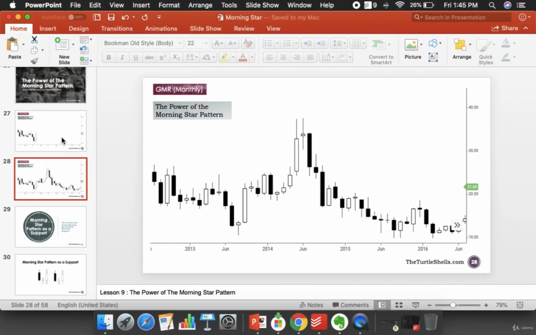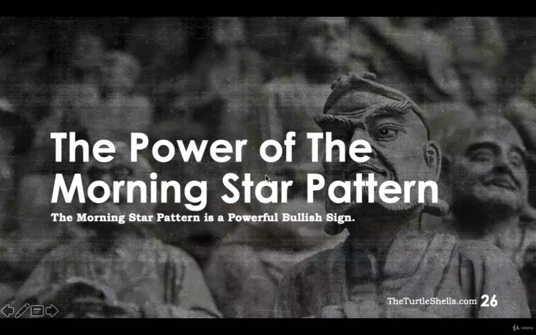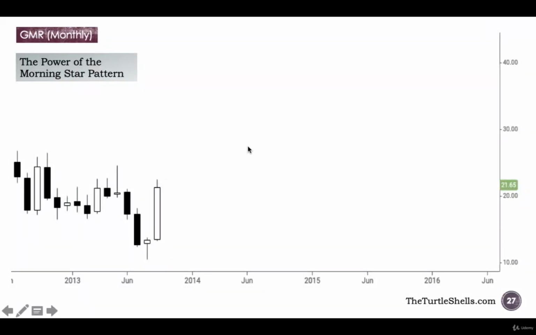Alright, now let us have a look at the power of the morning star pattern. The morning star pattern is a very powerful bullish sign, as is the bullish engulfing pattern. I would not say that the piercing pattern would be as powerful as the bullish engulfing pattern or the morning star pattern. The morning star pattern is very powerful because of the 3 candles that come into that.